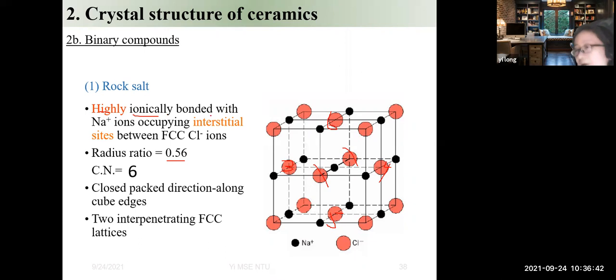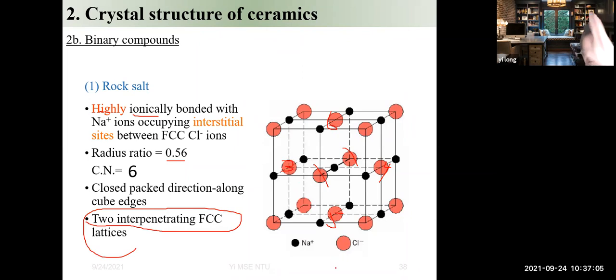It is highly ionic. So that's why more or less each of them is FCC. So the sodium is also FCC. The chlorine is also FCC. So these two FCC lattices are sort of interpenetrating with each other. So that's what we put here: the two interpenetrating FCC lattices of sodium and chloride.